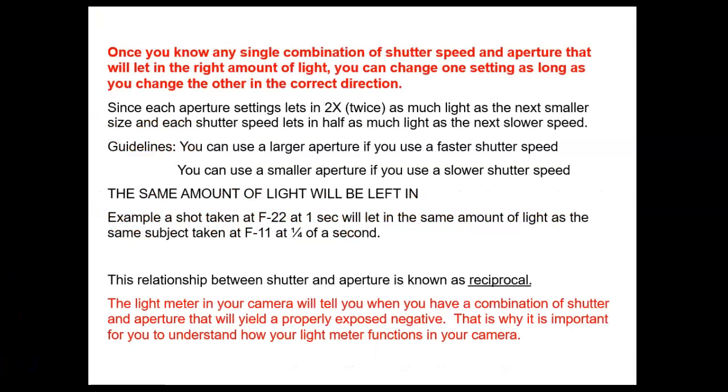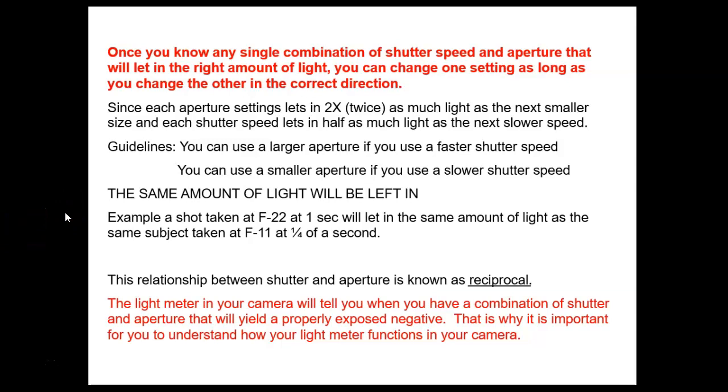So what I was trying to say before is that once you know any single combination of shutter speed and aperture that will let in the right amount of light, you can change one setting as long as you change the other in the correct direction. So again, if you know the reciprocal relationship of letting in twice as much light or halving the light, you should be able to figure out different aperture and shutter combinations that will expose a picture correctly, but will affect the picture differently. You might get a picture that has more depth of field versus a picture that has shallow depth of field. So we'll practice this in terms of figuring out what aperture you're shooting at, and then, say you make a change, what shutter you would select.